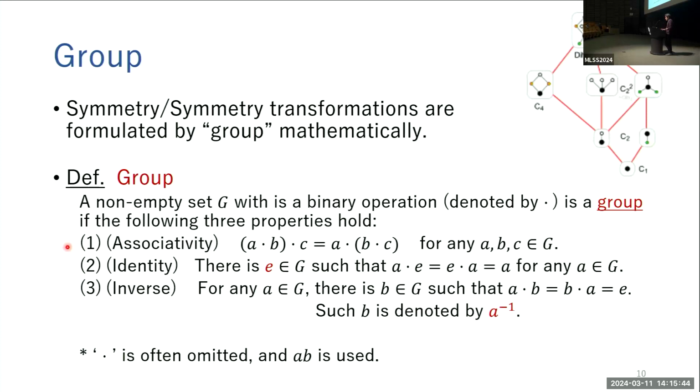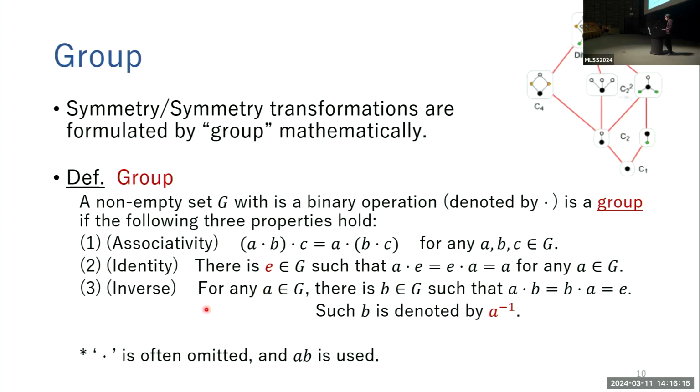The first one is associativity. Perhaps you may be familiar with associativity in connection with addition or multiplication of real numbers and integers. And the second is the existence of identity, sorry. So there should be some element which serves as an identity. The multiplication of the identity with any element is the same as the original element.